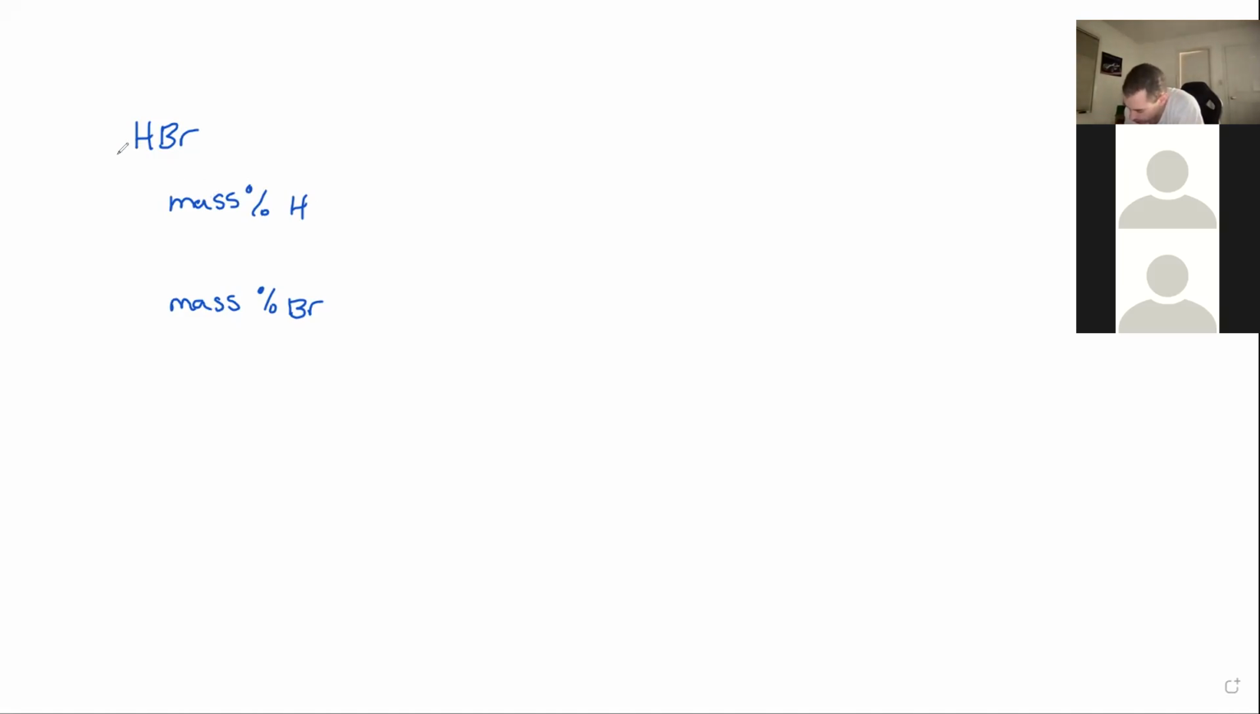Okay, so for hydrobromic acid, we want to find the mass percent for hydrogen. I'm going to take the mass of hydrogen, 1.01, and multiply it by how many I have. In this case, I just have one. Then I need to divide it by the molar mass of hydrobromic acid. Bromine has a molar mass of 79.904. We add that to the 1.01 and we get a total mass of 80.914.